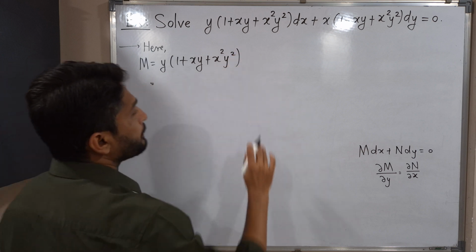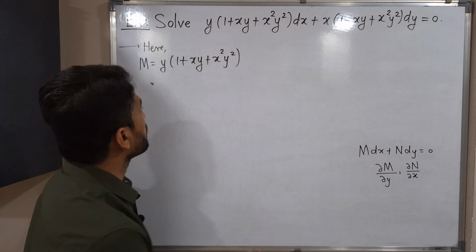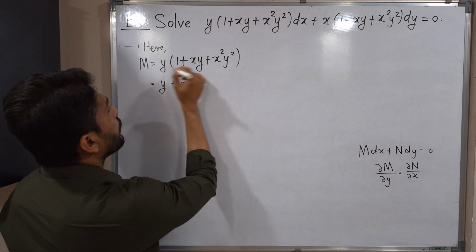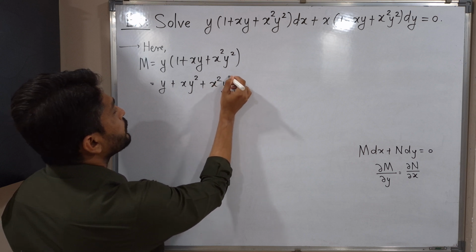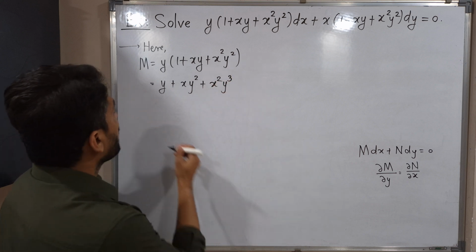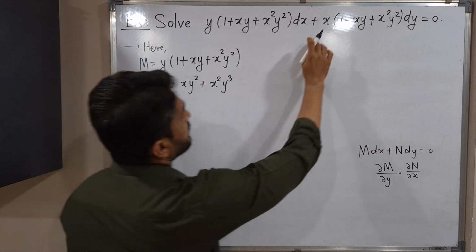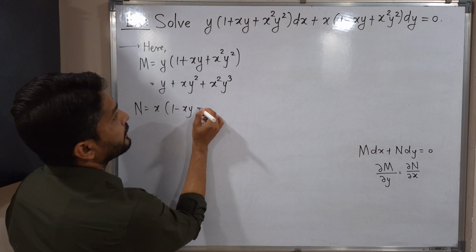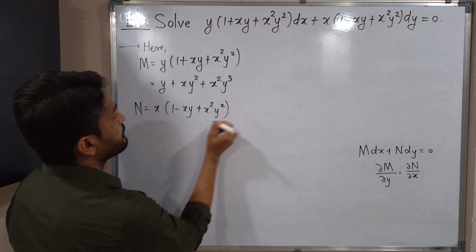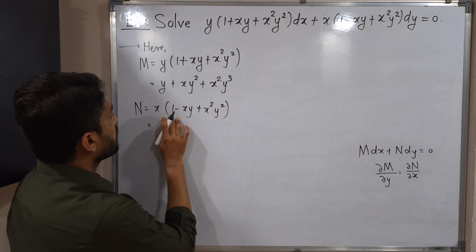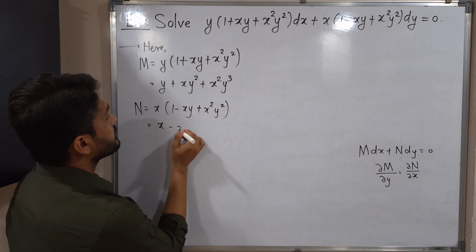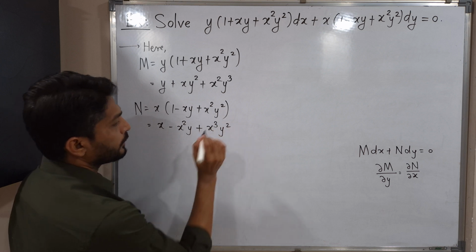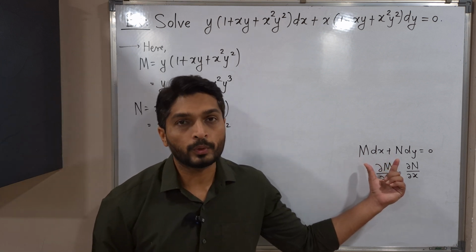So what will I do? I will solve the bracket. It is better to take the product. Y into 1, y into xy square, y into x square y square gives y cube. N is nothing but the multiple of dy, which is x(1 minus xy plus x square y square). So let us simplify it. Let us solve the bracket. x into 1 is x, minus x into x square y, plus x into x square y square gives x cube y square. So in this way I found out what M is and what N is.